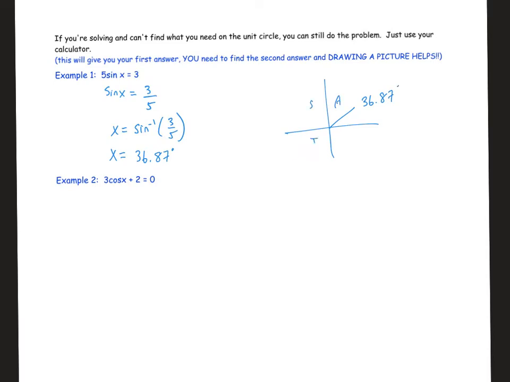And that is where sine is positive, because 3/5 is positive. So the other angle we need to find is over here, because that's also where sine is positive. So if going that way is 36.87, then this should also be 36.87. So I could do 180 minus 36.87, and I will get 143.13.